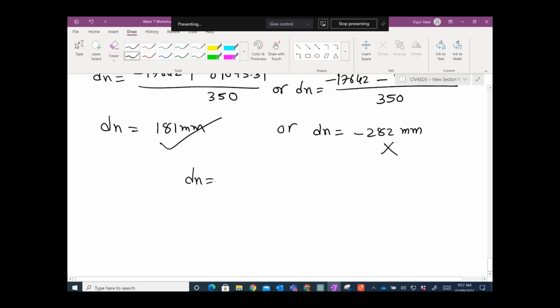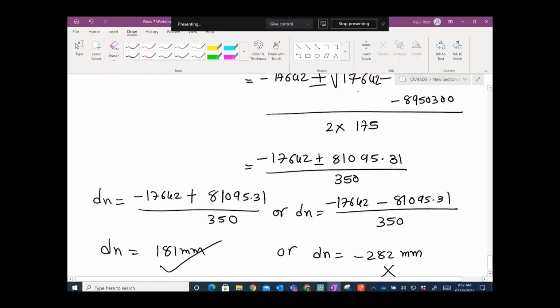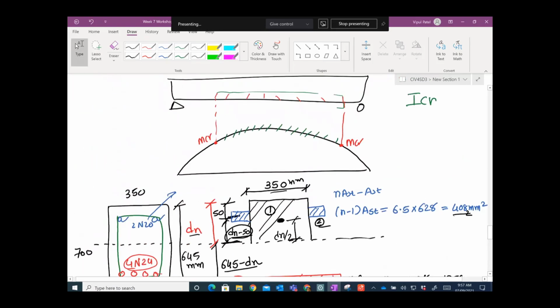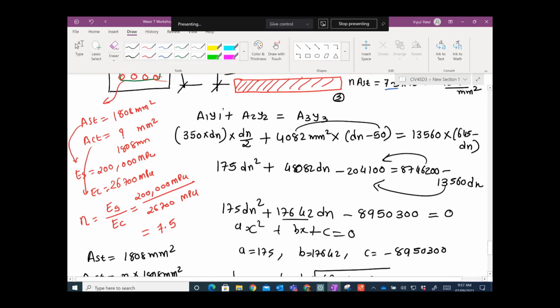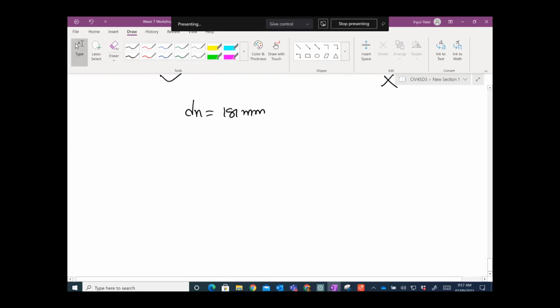Always check whether those numbers make sense or not, because look, 181 millimeters, so you have about 700 millimeters, so 181 millimeters for dn makes sense, right? So that's the dn. Now we need to calculate the moment of inertia for those parts.